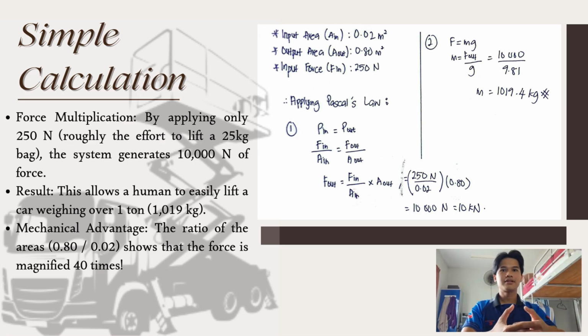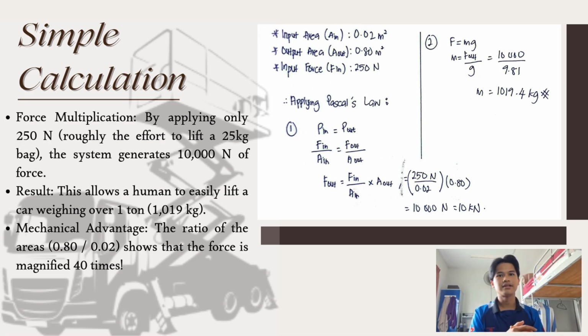Okay, here's a simple calculation showing how the hydraulic system multiplies force using Pascal's law. The input area is 0.02 m², the output area is 0.80 m², and the input force applied is 250 N. Since the pressure is equal throughout the fluid, we use the formula F_in/A_in = F_out/A_out. By rearranging the equation, the output force becomes 10,000 N or 10 kN. This shows that a small input force can generate a much larger output force because of the larger piston area.